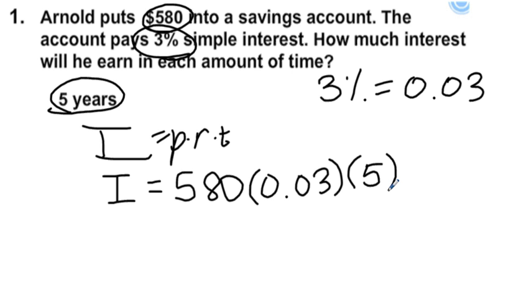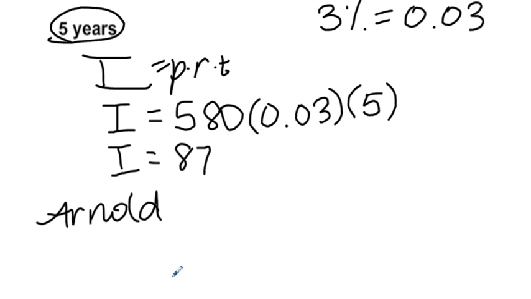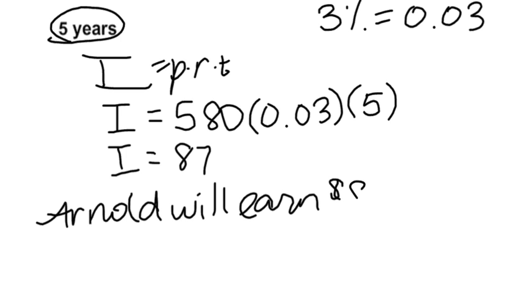So now what we're going to do is multiply those three numbers, and we get that our interest is going to be $87. So altogether, Arnold will earn $87 in 5 years.